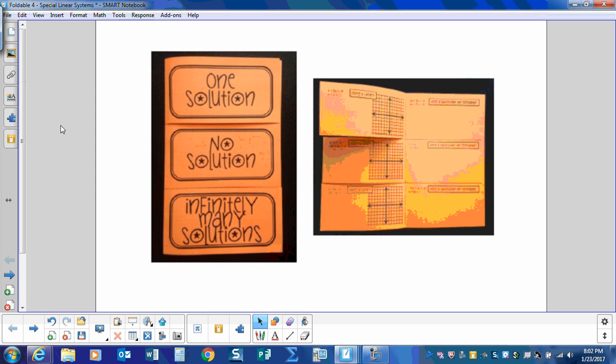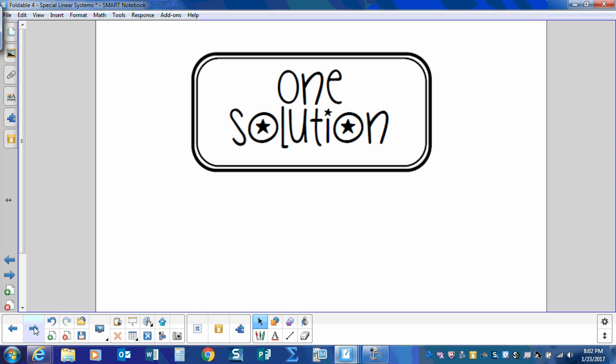Today we'll be solving special linear systems. Some will have one solution, some will have no solution, and some will have infinitely many solutions. Well, first look at one solution.